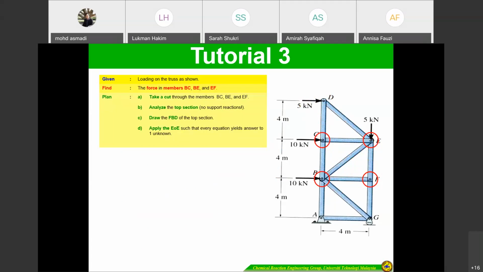Okay. Any question about this method? About these tutorials? I think it's easy, right? Any question?